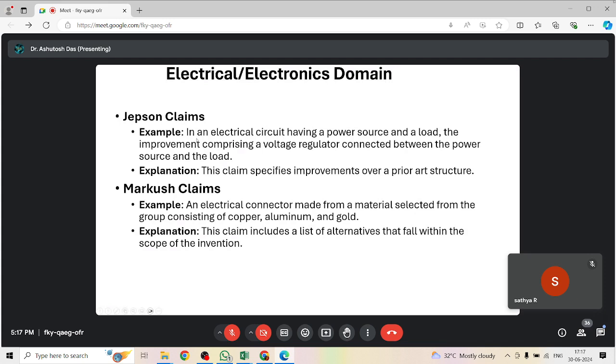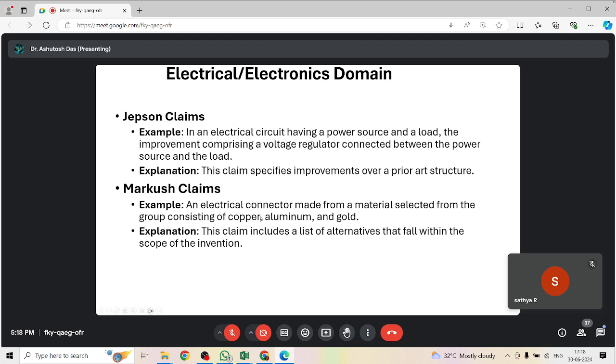Electrical: in an electrical circuit having a power source and a load, the improvement consists of a voltage regulator connected between the power source and the load. That is the improvement of this claim, because you added an important component. Where a component is added to an existing process, you can use these Jepson claims. You can add multiple claims, as I mentioned. You can have different types of claims, independent for each of them, and for each you can have dependent claims also to explain each category.